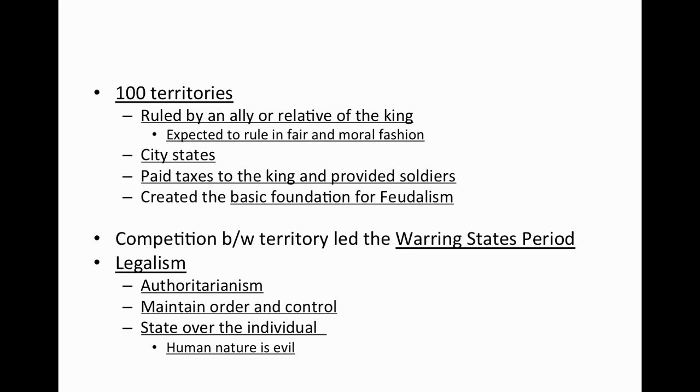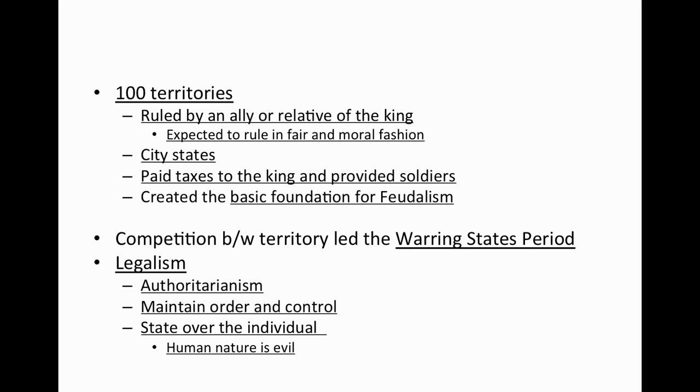So there was a central government, but then there were regional governments as well. City-states were common. Each city-state had to pay a tax to the king, almost like a tribute, and provide soldiers to the central government. And again, we're going to see the basic foundations of feudalism, where a local lord would give taxes and provide military assistance to a king.